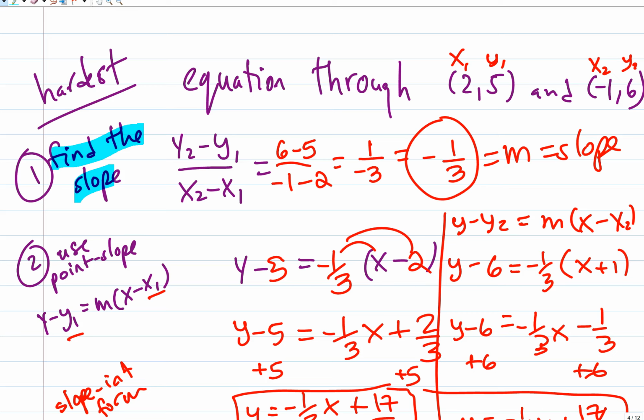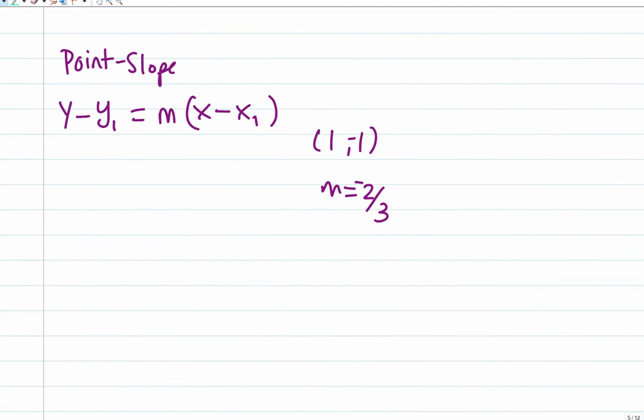Yes, but if the formula is y minus. Just like the negative 1 was negative, but it became positive when we subtracted it. Okay? Good questions. All right.